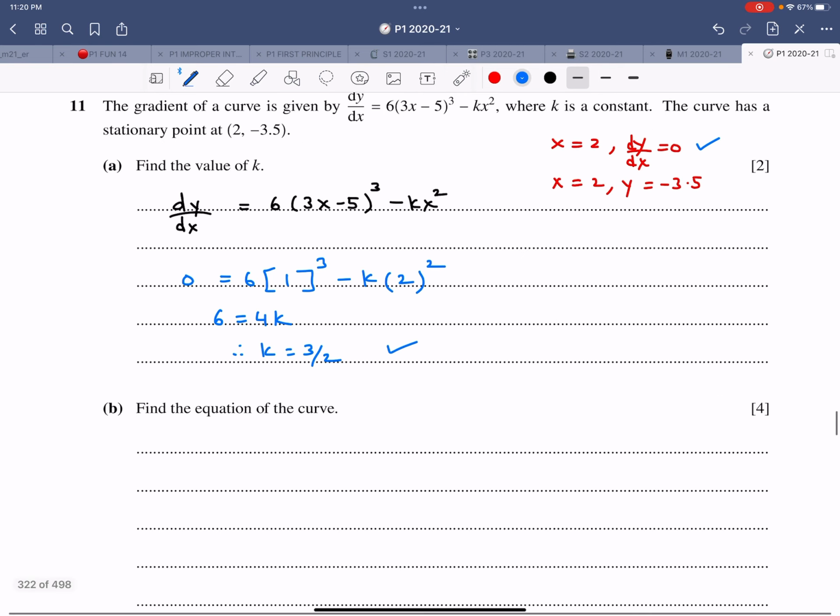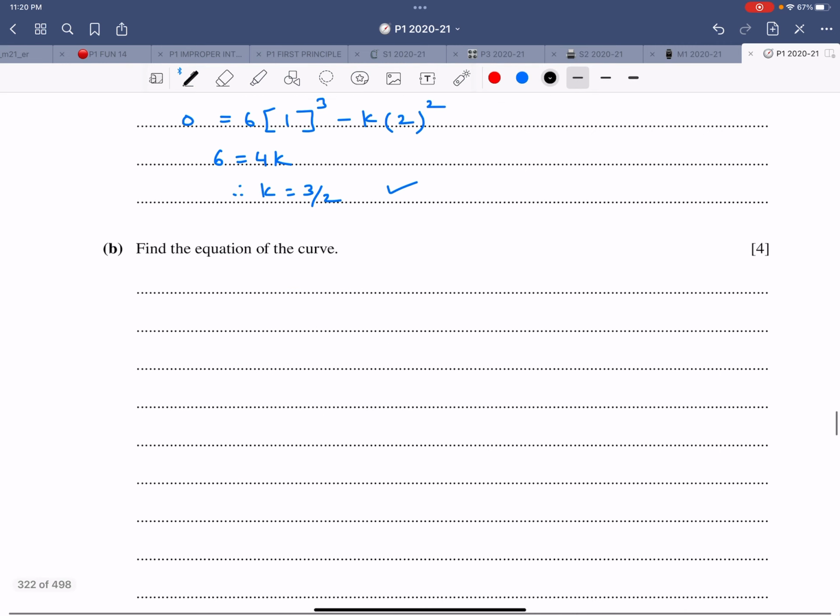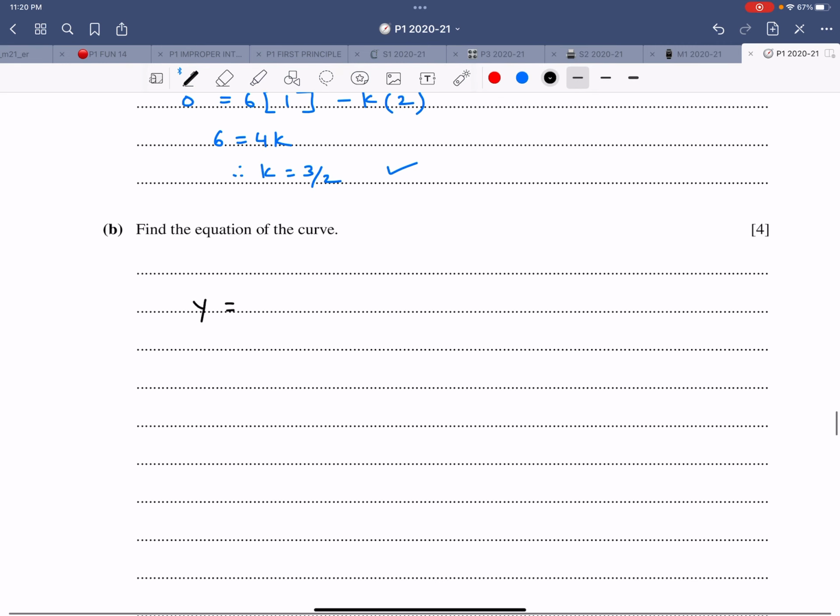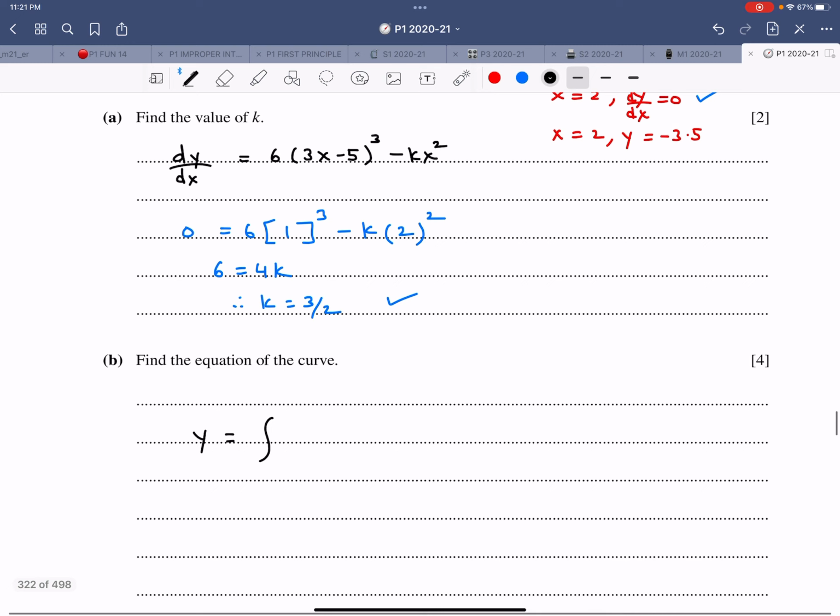Find the equation of the curve. Integrate. y is the integral of 6 bracket 3x minus 5, the whole thing cube, minus 3 over 2 x square, the whole thing dx. Now when you integrate something, you get a constant of integration. How do you evaluate that constant of integration? You evaluate by plugging in the value of x and y.